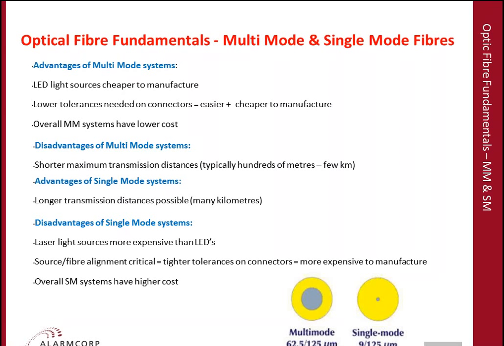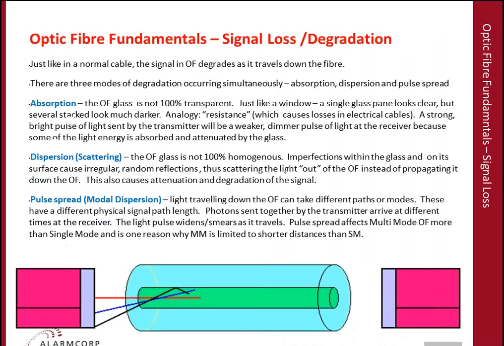Okay. Now, optic fibers ultimately do have a limitation on how far you can transmit a signal. Just like in a normal cable, the signal in an optic fiber degrades as it travels down the fiber. And there are fundamentally 3 modes of degradation. We have absorption, dispersion, and pulse spreading.